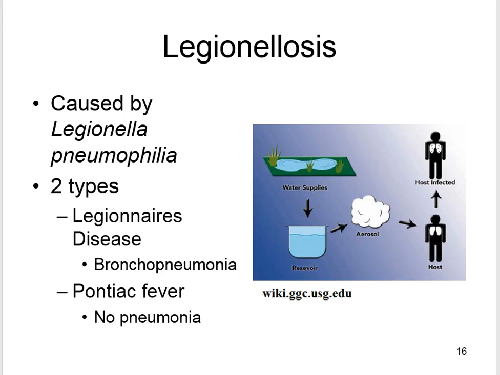Now, the two types are Legionnaires' disease, which is a bronchopneumonia. It's named after an epidemic outbreak of the disease that killed 34 people and sickened more than 200 attending an American Legion convention in Philadelphia in July 1976. And the milder form is Pontiac fever, and there's no pneumonia associated with that. But remember, this is not contagious.